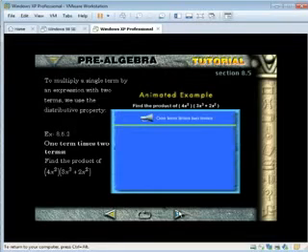To multiply a single term by an expression with two terms, we use the distributive property. Example 8.5.2. One term times two terms. Find the product of 4x squared times 3x cubed plus 2x squared. To multiply a single term by two terms, we use the distributive property to multiply the single term by each one of the two terms.